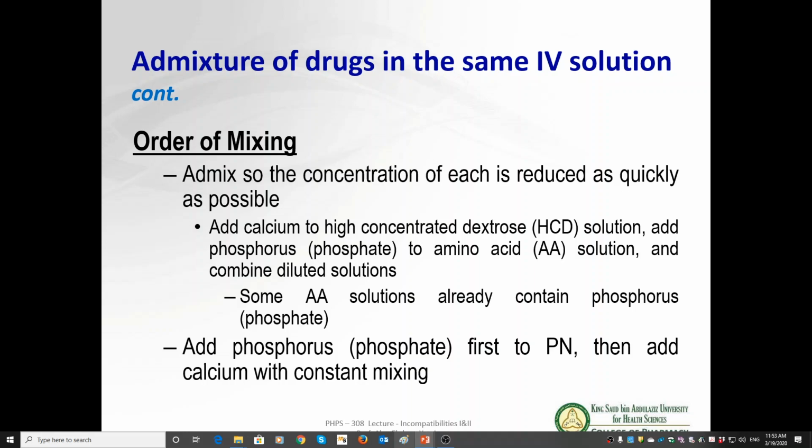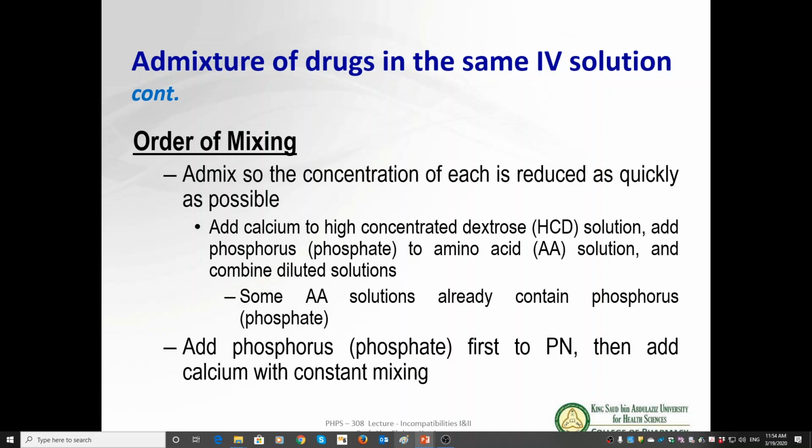And add phosphorus to amino acid. You dilute the phosphorus salt, or potassium monobasic phosphate, for example, we mentioned earlier. You dilute it with the amino acid solution, because amino acid is an essential part of your TPN. So you diluted both. Then you start mixing, combining the two main components together.